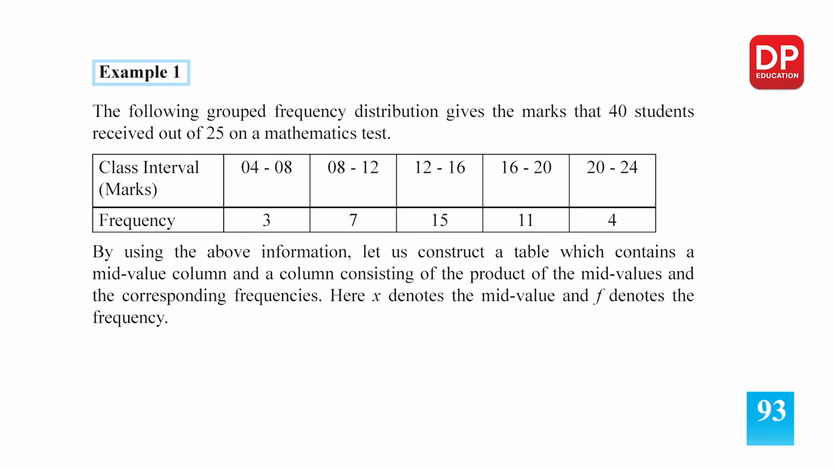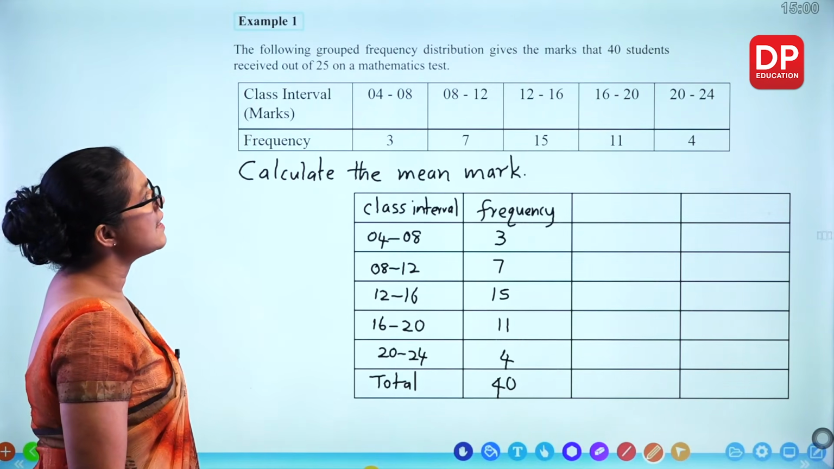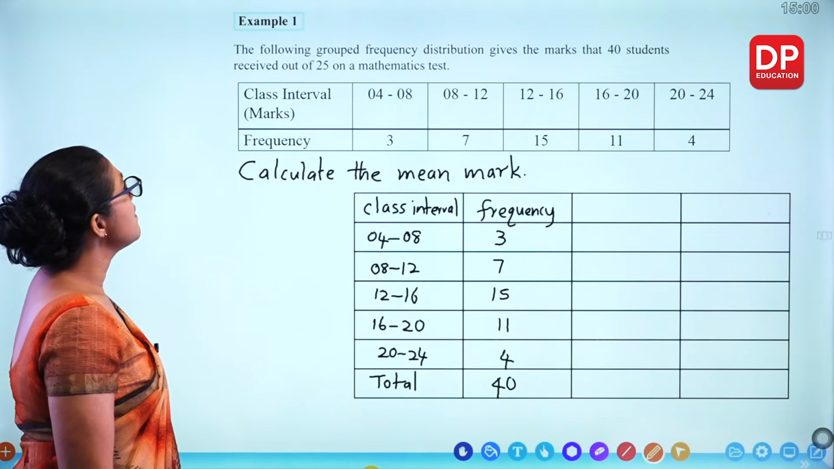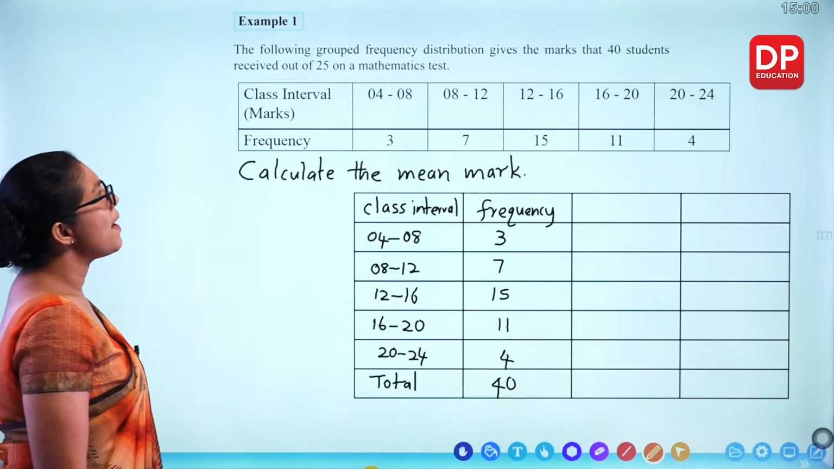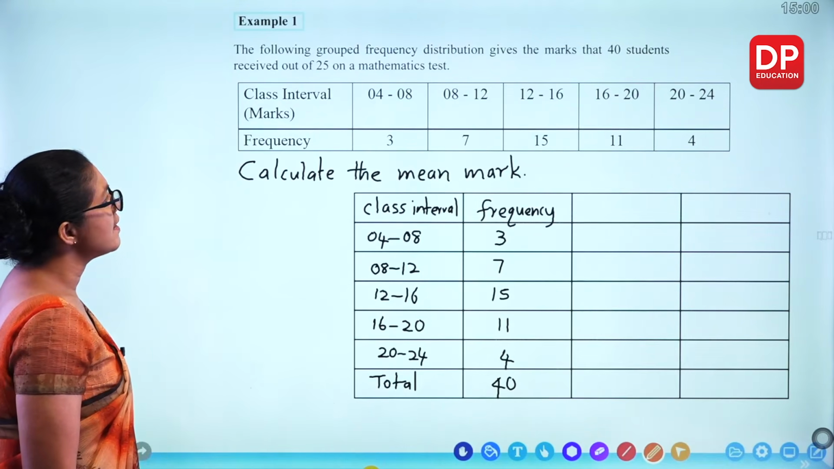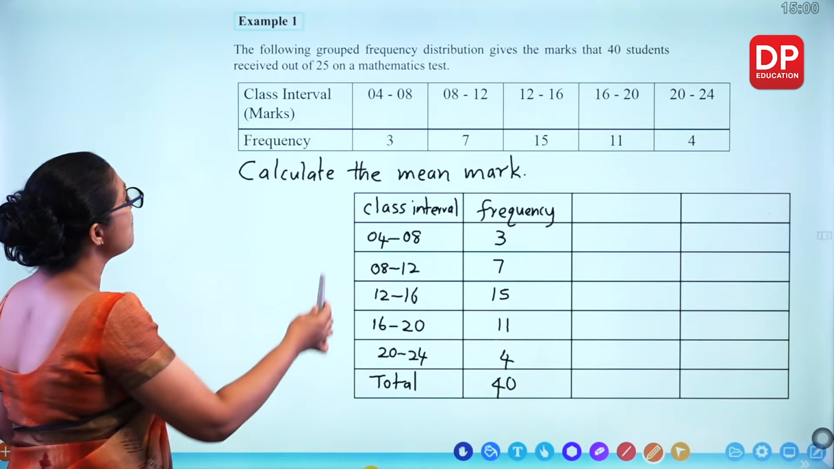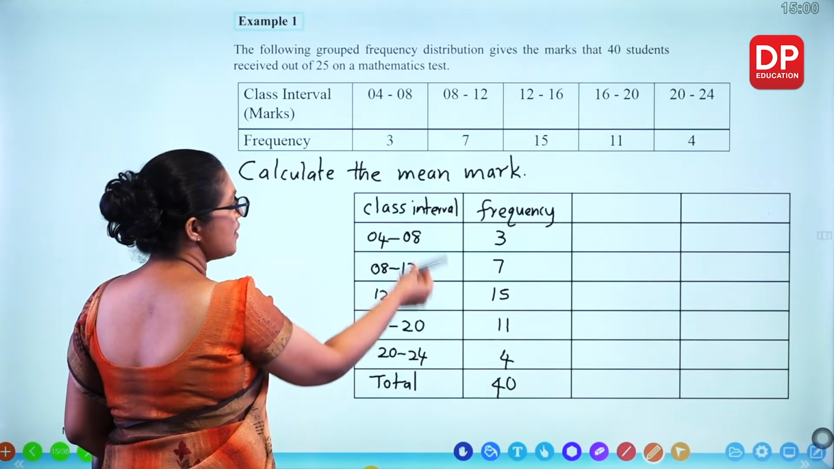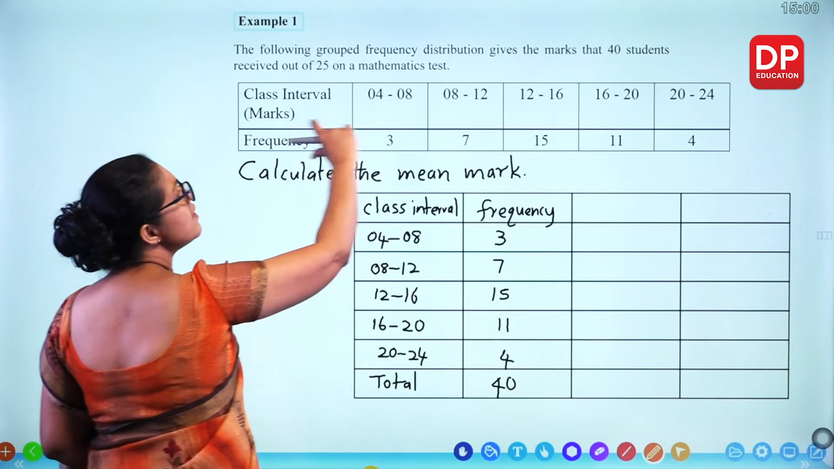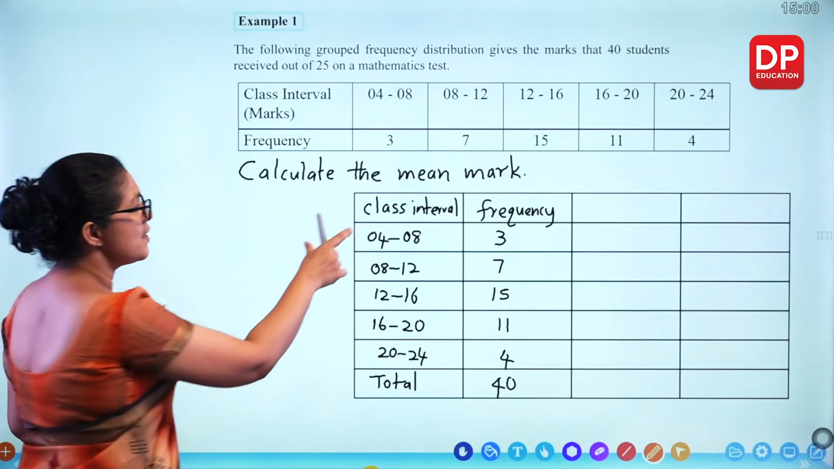Example number 1. The following group frequency distribution gives the marks that 40 students received out of 25 on a mathematics test. Class interval and frequency given. Calculate the mean mark. So here the same thing I have written the other way around. You can't do it this way. So it's better to create the table this way.